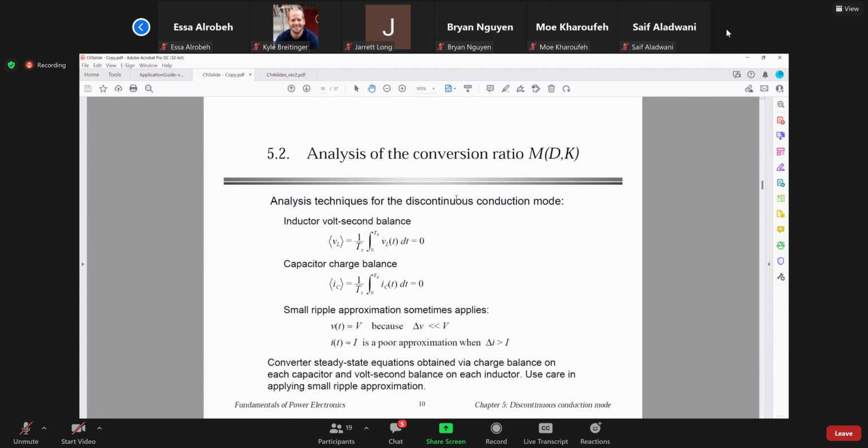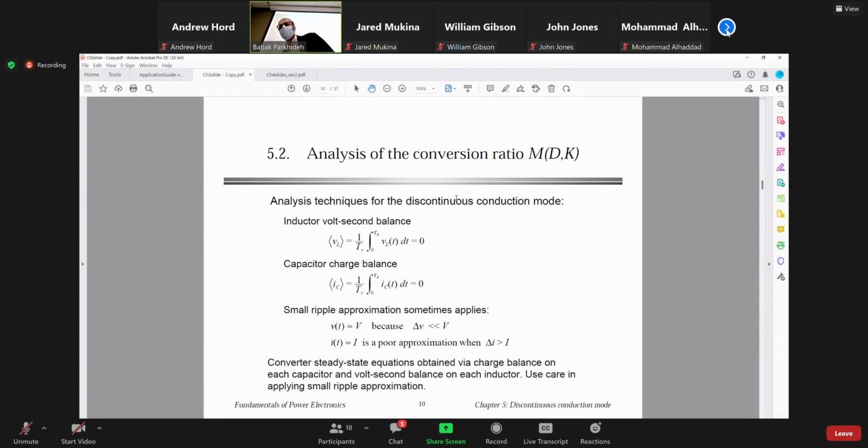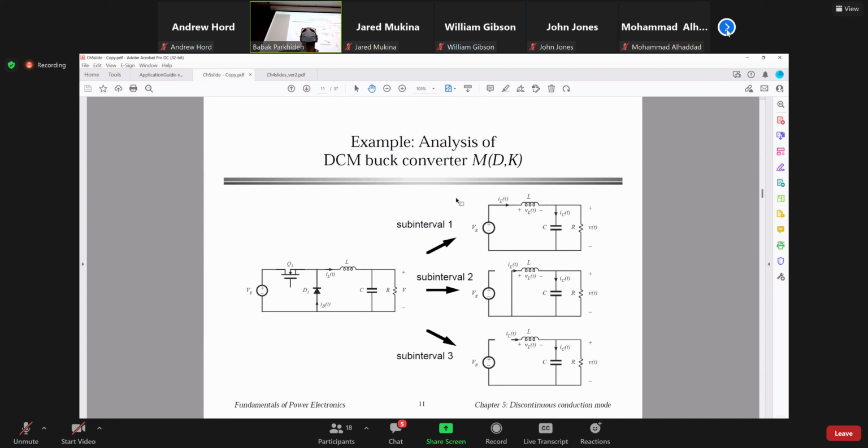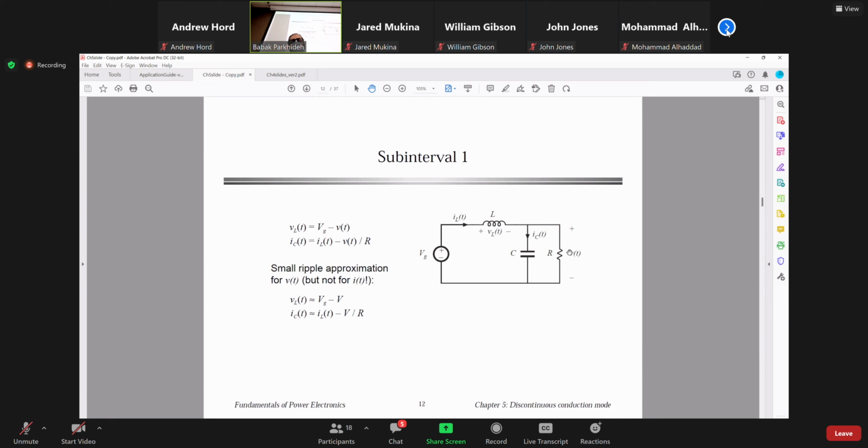So how should I analyze the converter? Well, you just have one principle, two principles actually, that you want to use throughout this semester. As I said, now you have three subintervals. In the first subinterval, you have input voltage minus output voltage across the inductor. The current in the capacitor is the inductor current minus the load.